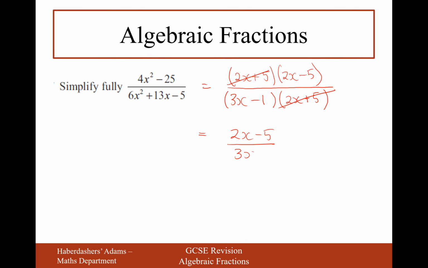So it's 2x minus 5 over 3x minus 1. So how did I know to cancel out the 2x plus 5's? How did I know it was going to factorize into this on the denominator here? Well, it was either going to be 6x and x on the bottom fraction, or a 3x and 2x, and I knew it had to cancel out with a 2x on the top, so I knew it was probably going to be a 2x, 3x situation on the bottom.